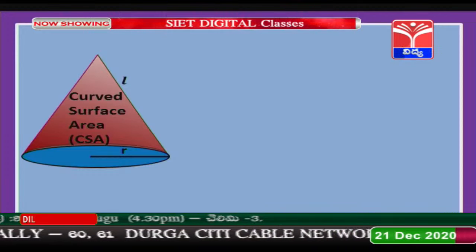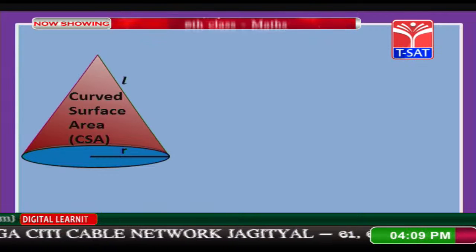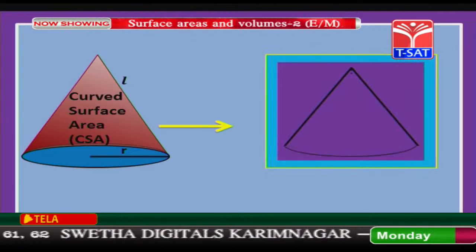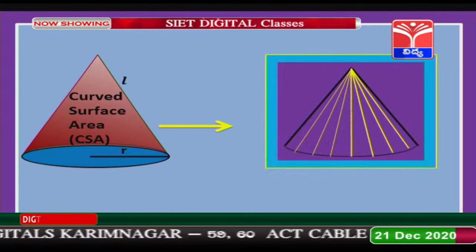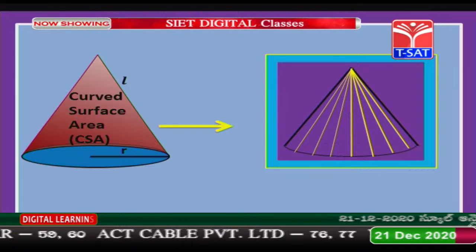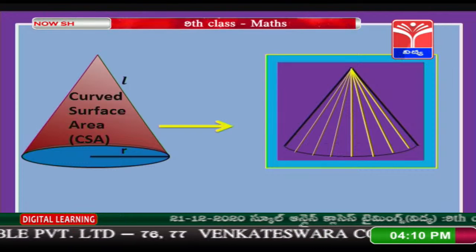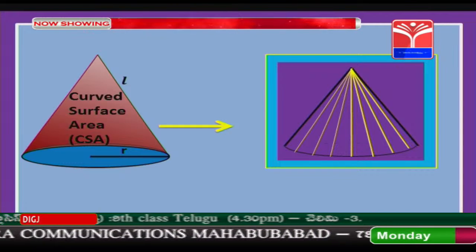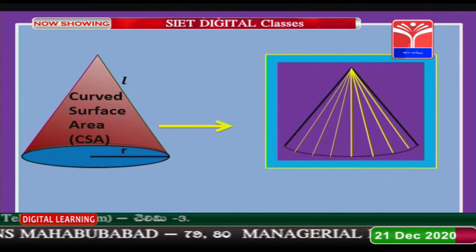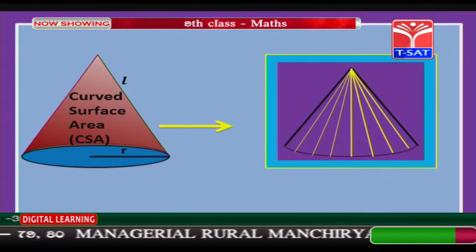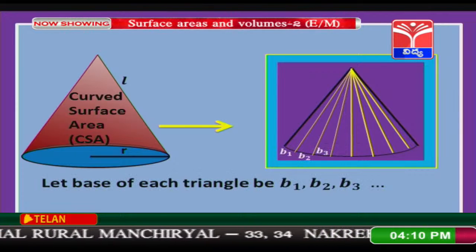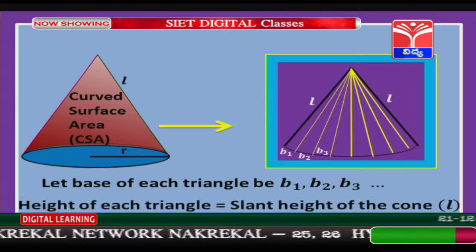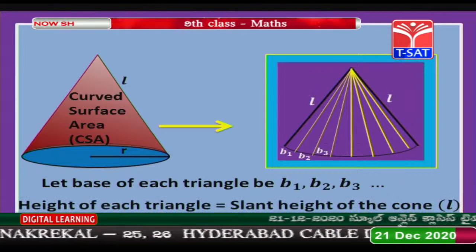Here we have taken a cone with slant height L and radius R, and when we cut it open, we got a sector. Now, children, I am going to divide this sector into some equal parts. Each is going to represent a triangle. If you cut into very small parts, each represents a triangle. Let the bases of the triangles be B1, B2, B3 and so on. Then the height of the triangle is nothing but the slant height of the cone.